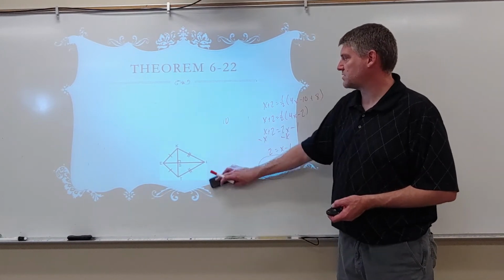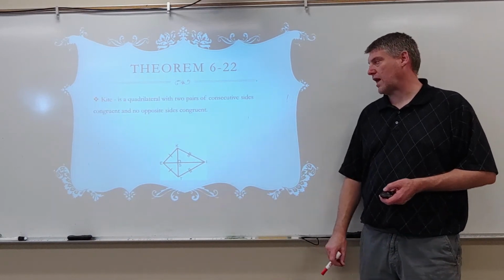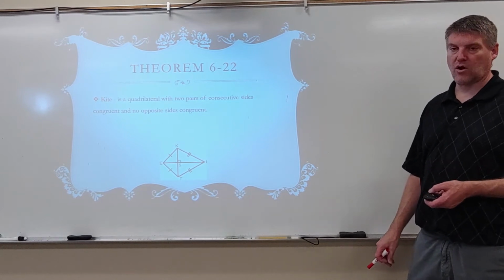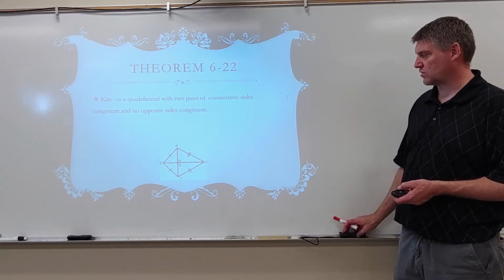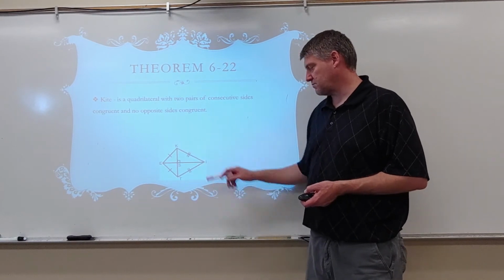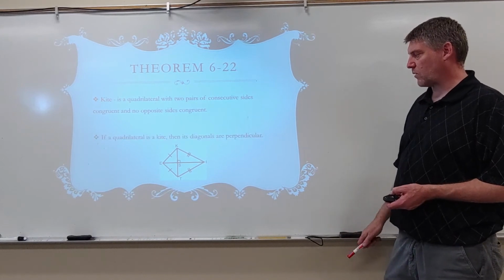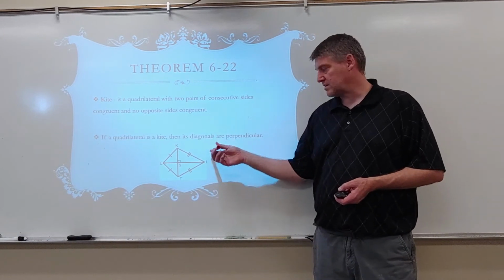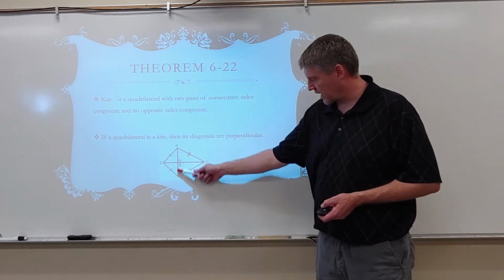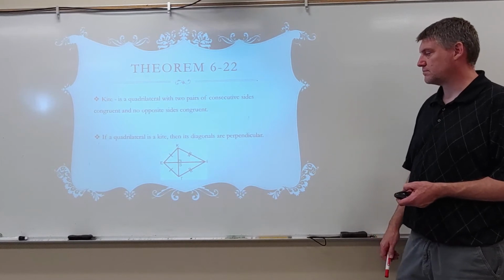All right, theorem 6.22. A kite is a quadrilateral with two pairs of consecutive sides congruent and no opposite sides congruent. So consecutive sides have to be congruent, and opposite sides are not going to be congruent. If a quadrilateral is a kite, then the diagonals are perpendicular. Okay? So I know KT is perpendicular to EI.